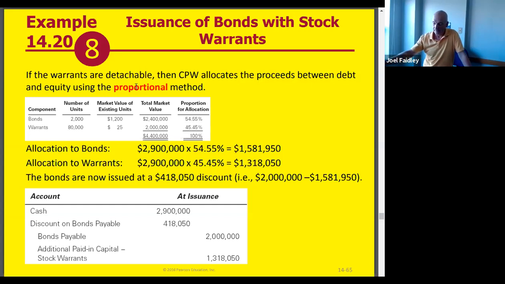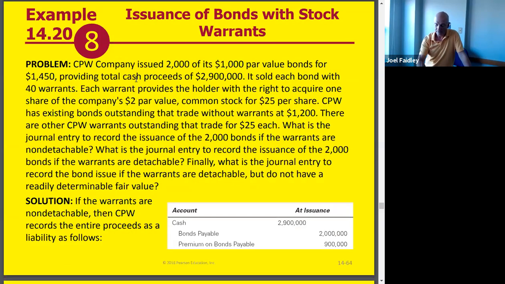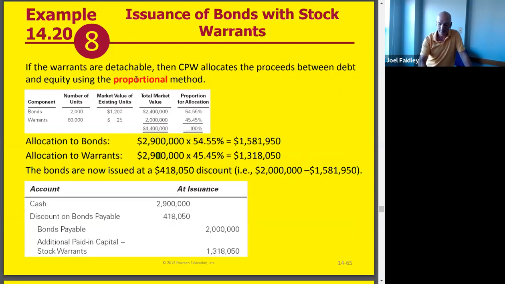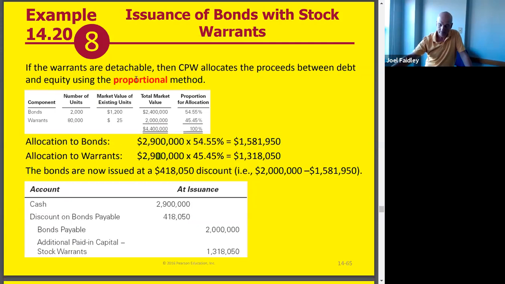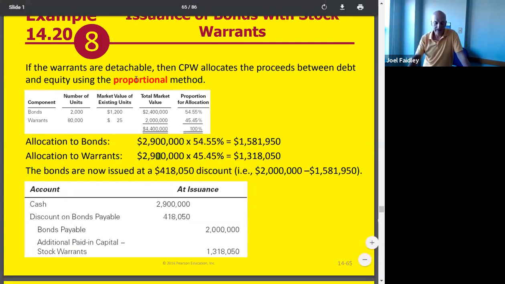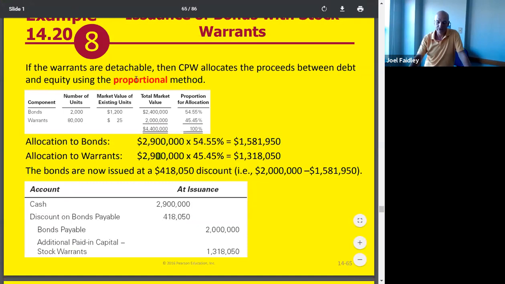Now, the easy way to do that is put down what you know. Well, you know you got cash proceeds of 2.9 million. That was on the previous screen. So we're just taking that 2.9 million and allocating it between warrants and bonds. There's my 2.9 million. Bonds payable is always at face value. We just calculated what the allocation to warrants is, 1,318,050. So then we can make this number our plug number. That's a simple way to do it. We can calculate the discount here if we want to, but you don't have to.